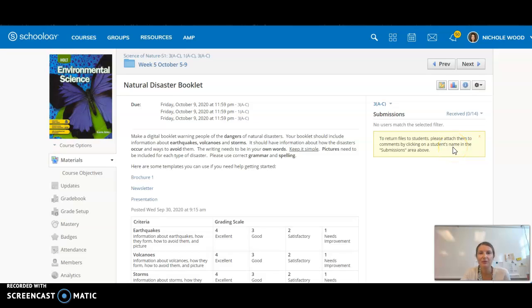Hi, I just want to go over with you how to do this natural disaster booklet. So in this unit, we talked about earthquakes, volcanoes, and storms. So you guys are going to make a booklet about each of these. You're going to say how they occur, what you can do to avoid them, and then a picture about it.